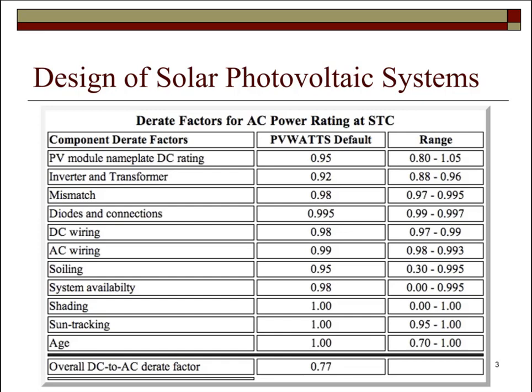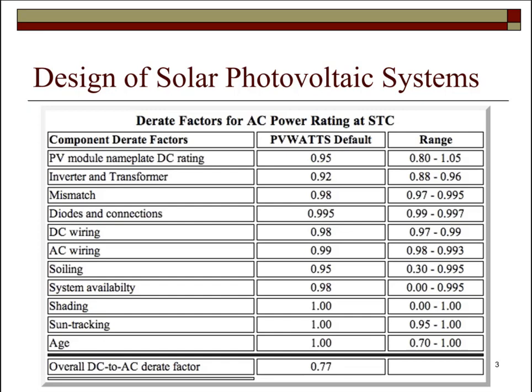Nameplate derating of 0.95 means there is some variation in the actual output of a PV module compared to its listed rating. No piece of equipment is 100% efficient. Therefore, inverters and load controllers have derate factors. There is also loss of energy due to mismatch of modules. The least performing module will reduce the output of the other modules. Naturally, we are familiar with energy loss of electrical wiring.